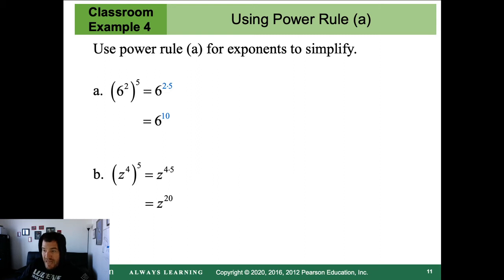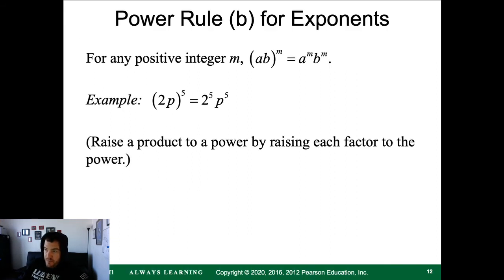So basically what I look for is I look for parentheses. Okay, so if you see something inside raised to a power, you're going to use the power rule. This is kind of the next example of that. Similarly to the first one, this is an A and a B, so now we have 2 different bases inside our parentheses. We still want to raise it to that power.